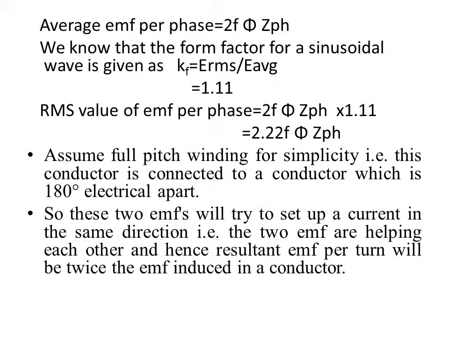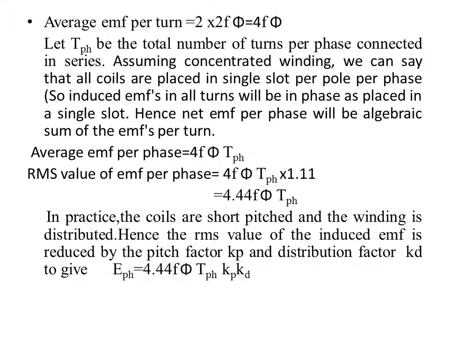One more parameter is the distribution factor. What do you mean by distribution factor? It is the ratio of E.M.F generated in the distributed winding to the E.M.F generated in the concentrated winding. What is concentrated winding? If all the coils of any one phase under one pole are bunched in one slot, then the winding is known as concentrated winding, and the total E.M.F induced is the arithmetic sum of the E.M.F induced in all. Remember, the RMS value of the E.M.F induced is also represented in terms of the number of turns per phase.